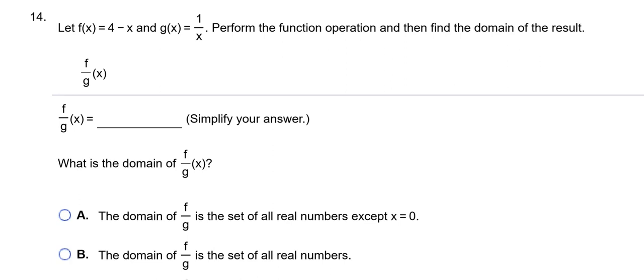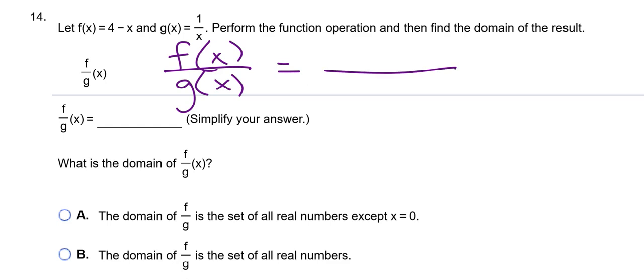Question 14. We want f of x over g of x according to what they say here. So what would that look like? What goes on the top? 4 minus x, good. And what goes in the bottom? 1 over x, good.